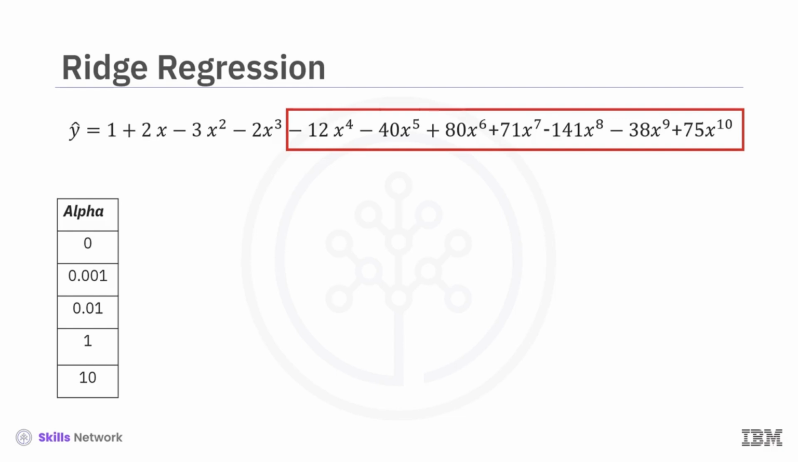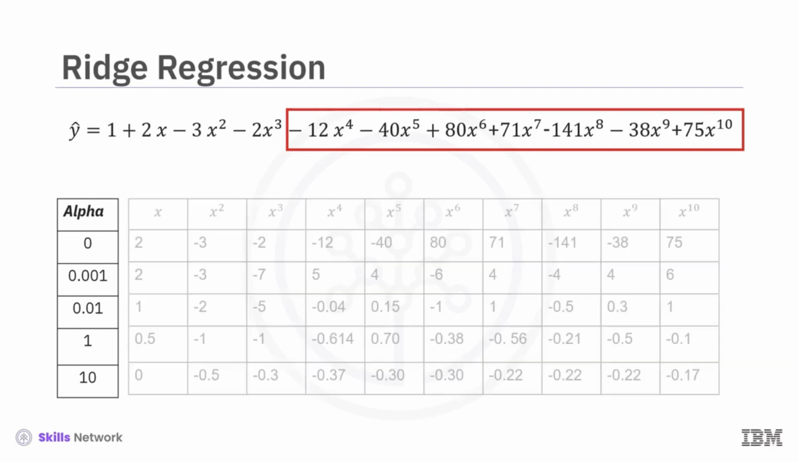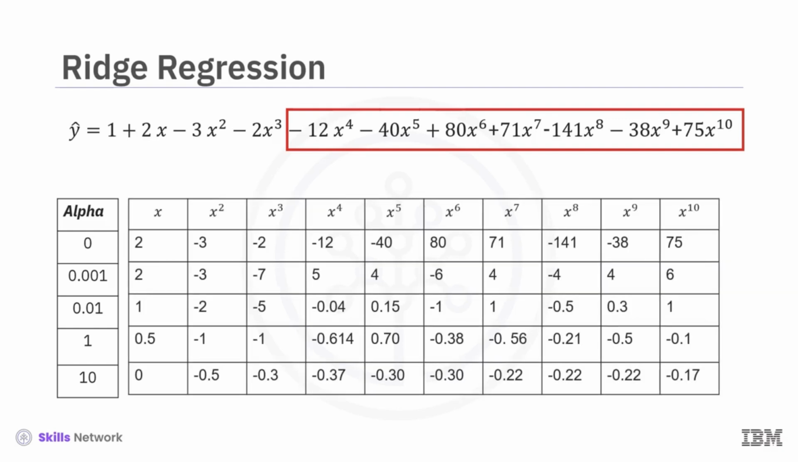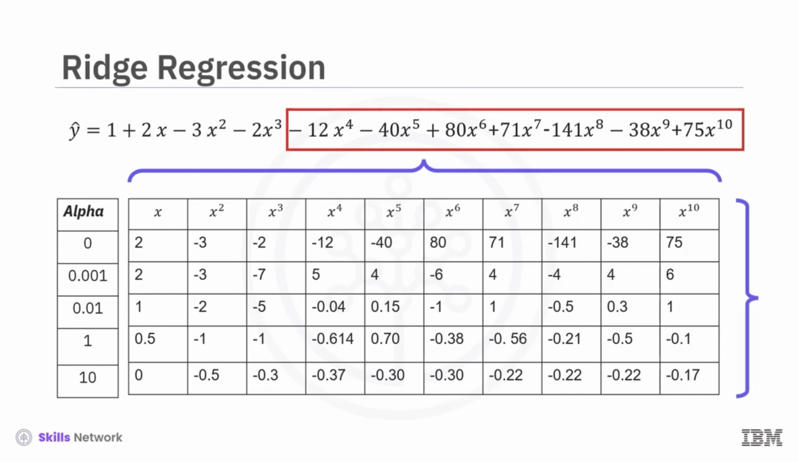Let's see how different values of alpha change the model. This table represents the polynomial coefficients for different values of alpha. The column corresponds to the different polynomial coefficients, and the rows correspond to the different values of alpha. As alpha increases, the parameters get smaller. This is most evident for the higher order polynomial features, but alpha must be selected carefully. If alpha is too large, the coefficients will approach 0 and underfit the data.